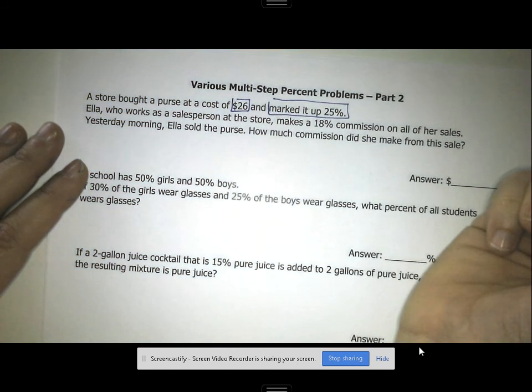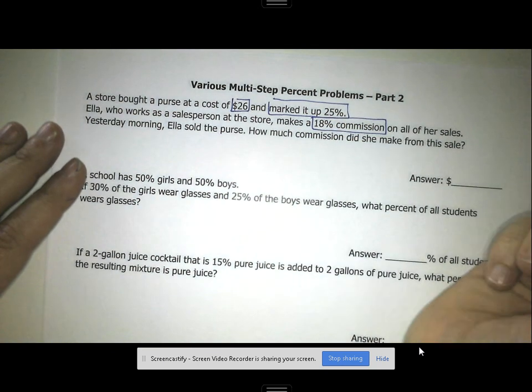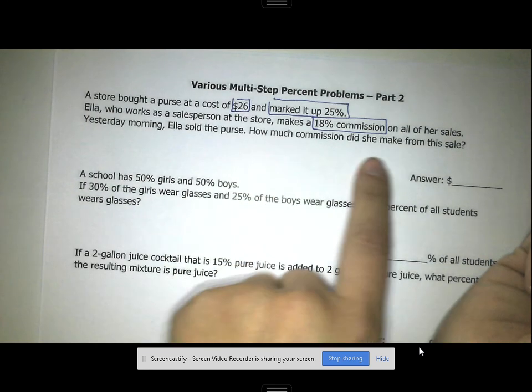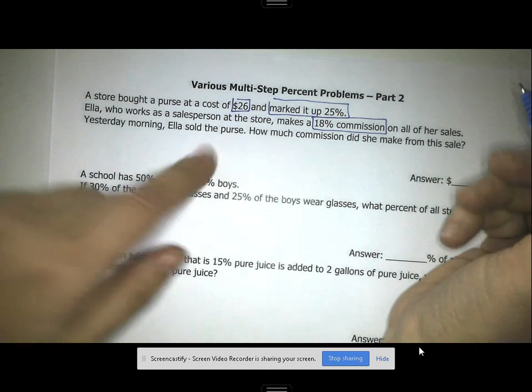Ella, who works as a salesperson at the store, makes an 18% commission on all of her sales. Yesterday morning, she sold the purse. How much commission did she make for this sale? So first we have to find out how much did she sell the purse for.